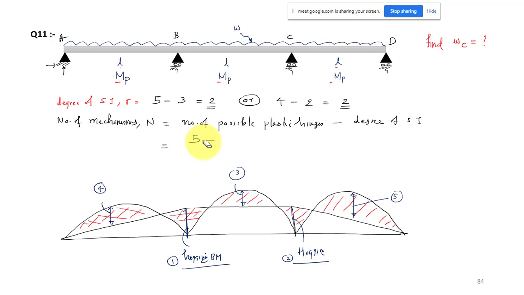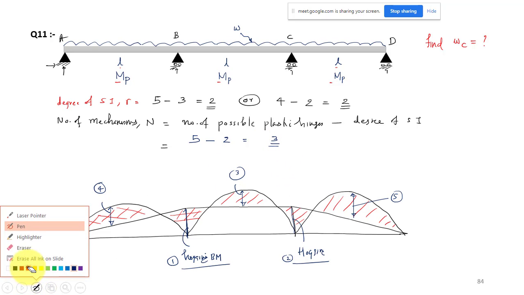5 are possible, minus the static indeterminacy 2. So 5 minus 2 is 3. That means in this three span continuous beam, 3 mechanisms are possible. So what are the 3 mechanisms? Can you tell me? We have studied beam mechanism, sway mechanism, combined mechanism, like that. So what are these 3 mechanisms?